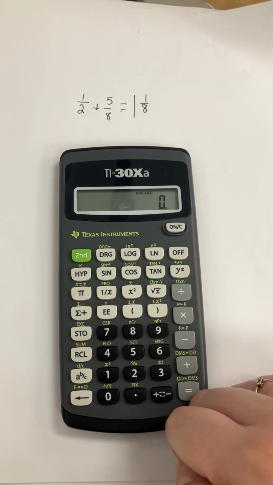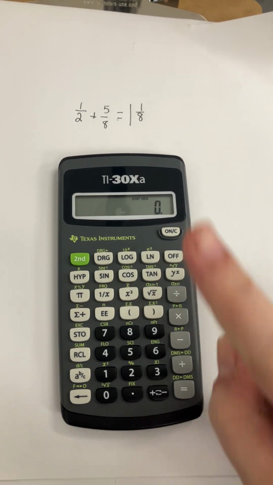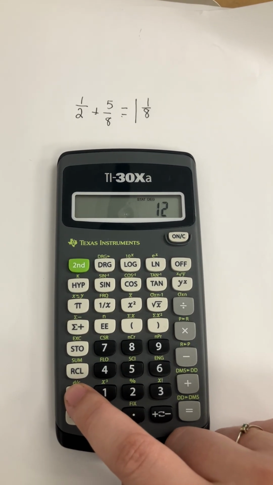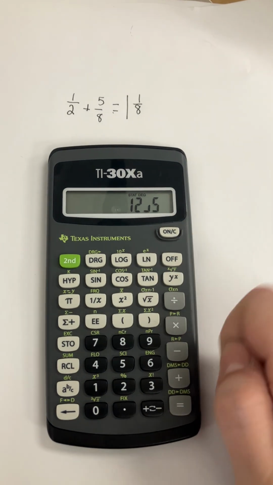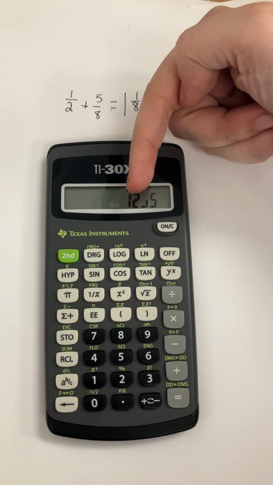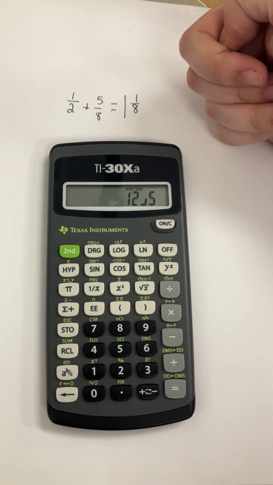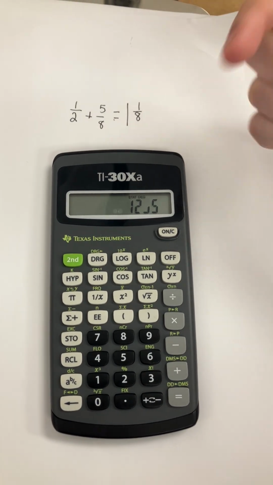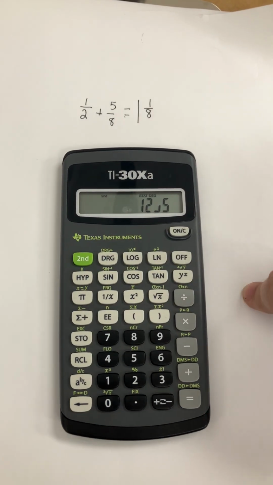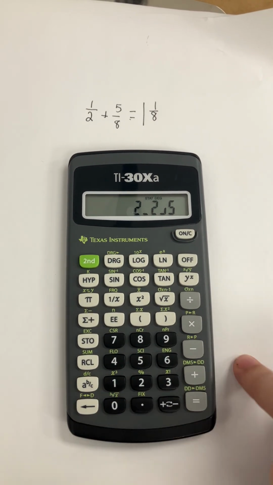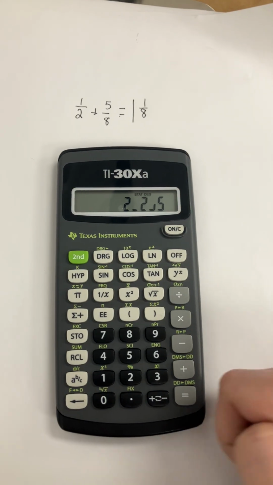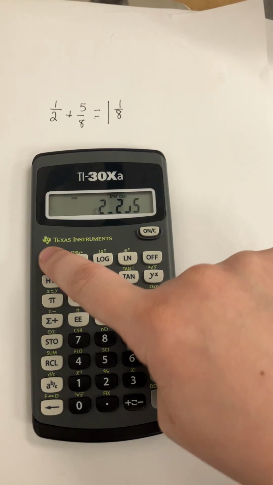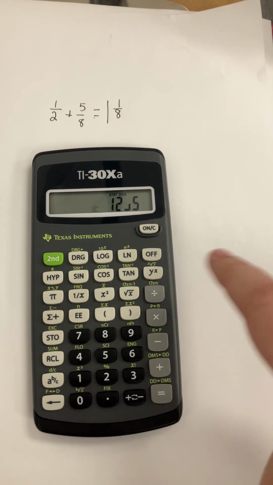What's another one I could show you? Oh, yeah. So let's start with the improper fraction. So I have 12 and then ABC 5. 12 over 5 is an improper fraction because my numerator is bigger than my denominator. Let's say I want to change this to a mixed number. I can take the second button, and then I'm going to hit my fraction button, and it changes to a mixed number. Let's say I want to change my mixed number into an improper fraction. I can hit the second button, and I can hit the fraction button.